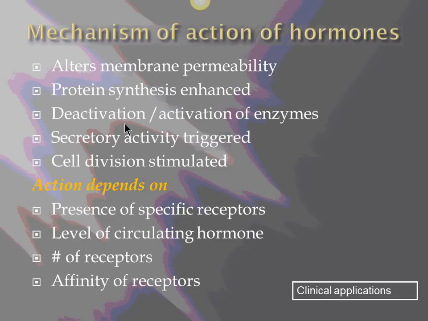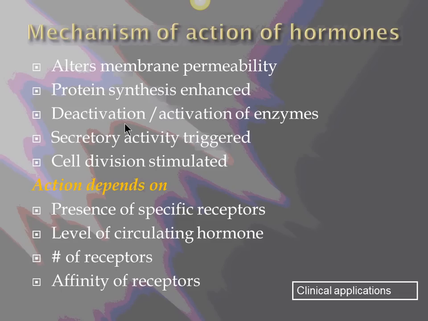Cell division is stimulated. As I said earlier, in RBC production, erythropoiesis, the red blood cells are maturing in the bone marrow and they're being produced by mitotic division. So cell division is stimulated. So these are some of the mechanisms of hormone action.